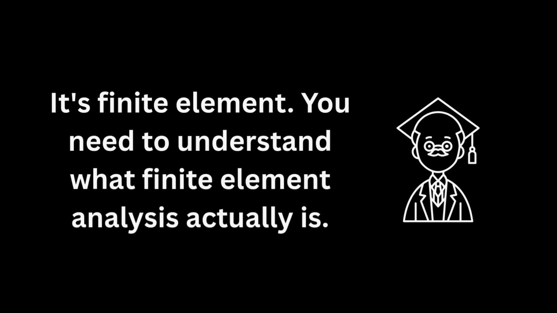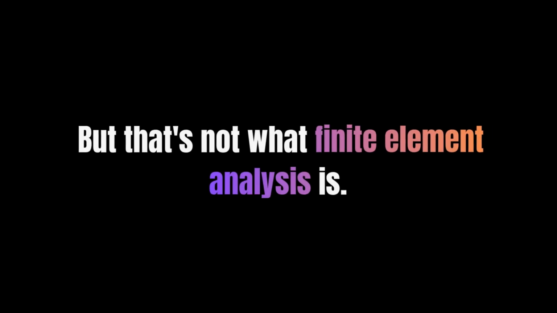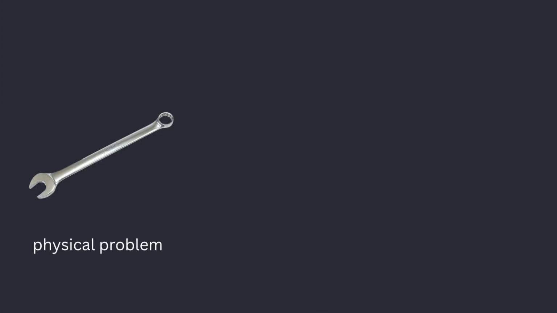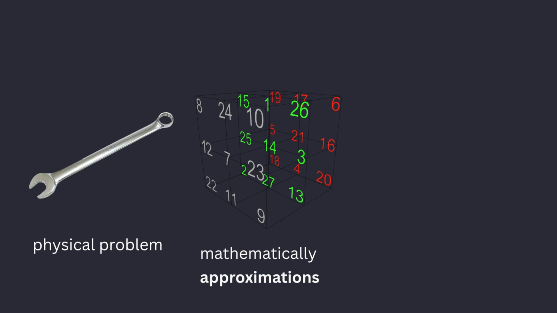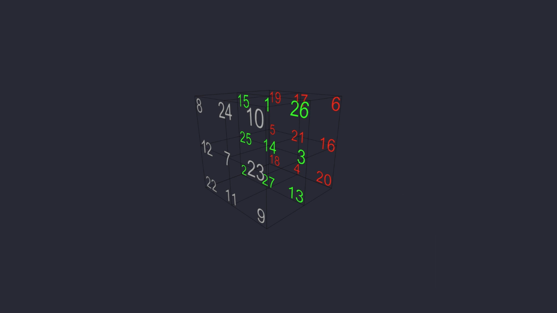You need to understand what finite element analysis actually is. That was an important lesson, because I was treating the software like a calculator. I give it geometry, material properties, and boundary conditions, I press run, and I expect the exact answer to appear. But that's not what finite element analysis is. Finite element analysis is a numerical modeling method. You're taking a physical problem, representing it mathematically, making approximations, discretizing, and then solving the result computationally. It is basically a matrix. It is math. So before spending months learning where every button is, understand what is happening behind the button.